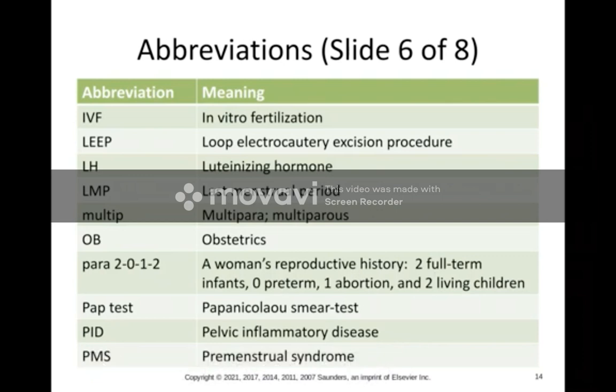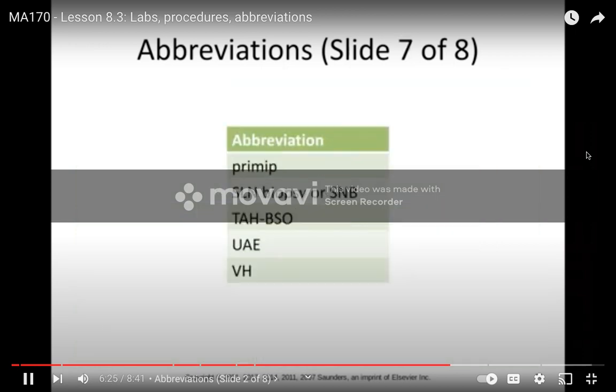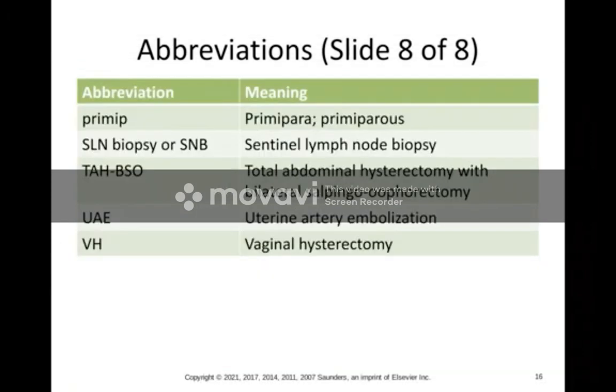Papanicolaou smear test, that's the Pap test or Pap smear. PID, pelvic inflammatory disease. PMS, premenstrual syndrome. PRIMIP stands for primipara or primiparous. SLN biopsy, or an SNB, is the sentinel lymph node biopsy. TAH-BSO is the total abdominal hysterectomy with bilateral salpingo-oophorectomy. So that's pretty much taking everything out. UAE is the uterine artery embolization. VH is a vaginal hysterectomy.